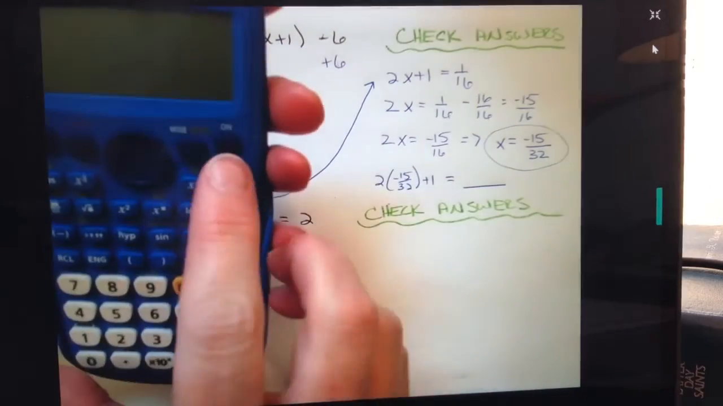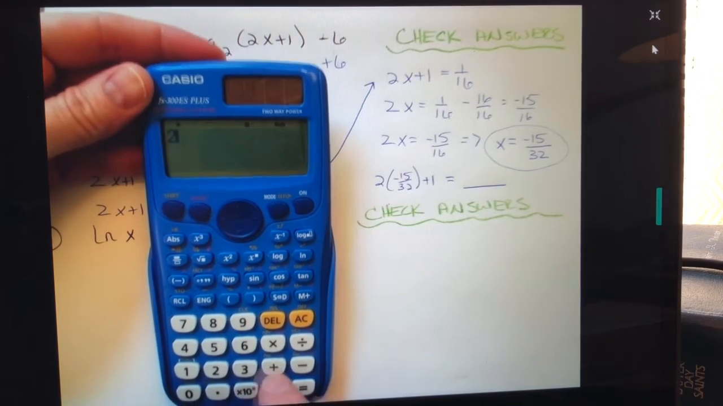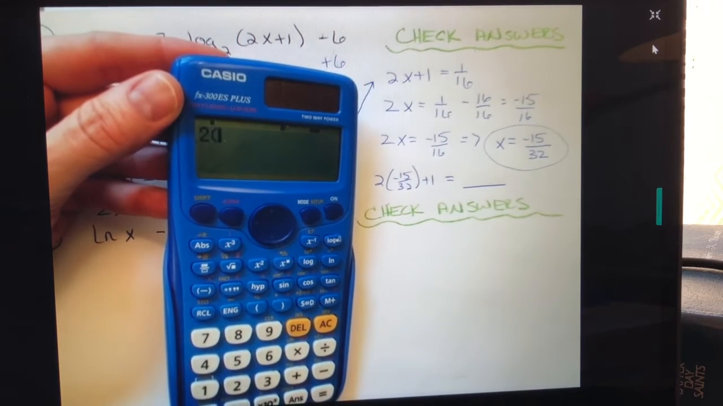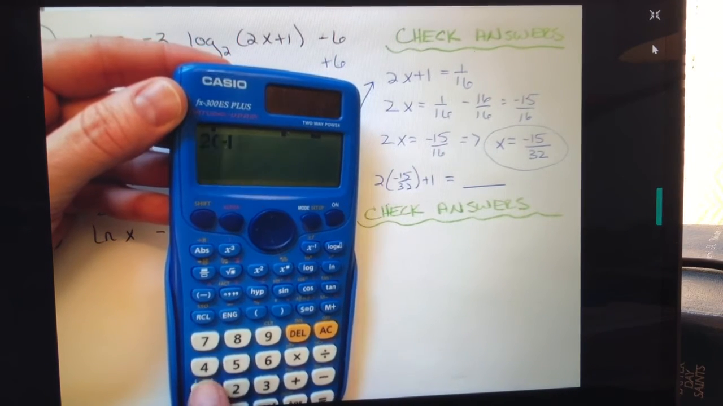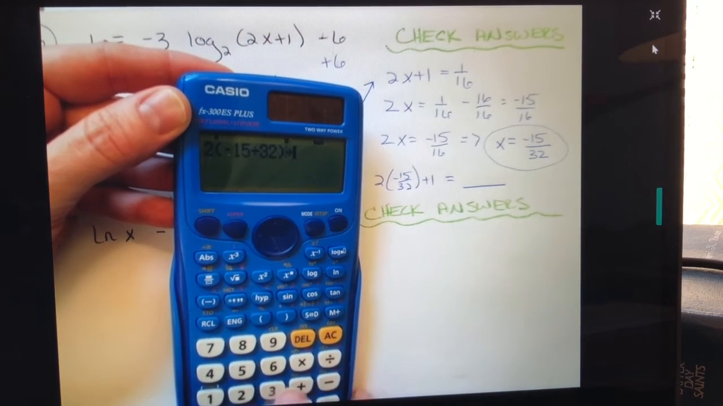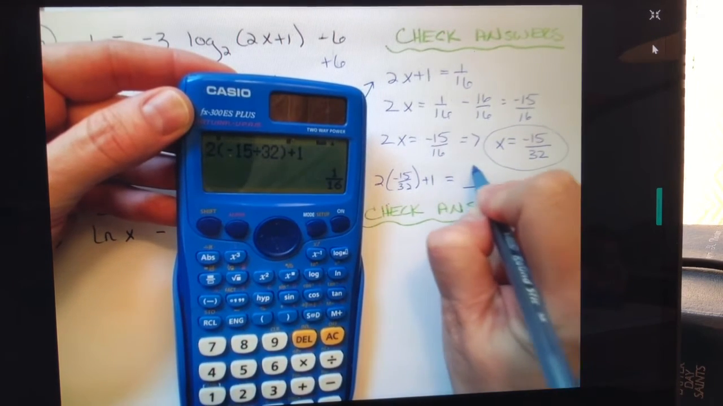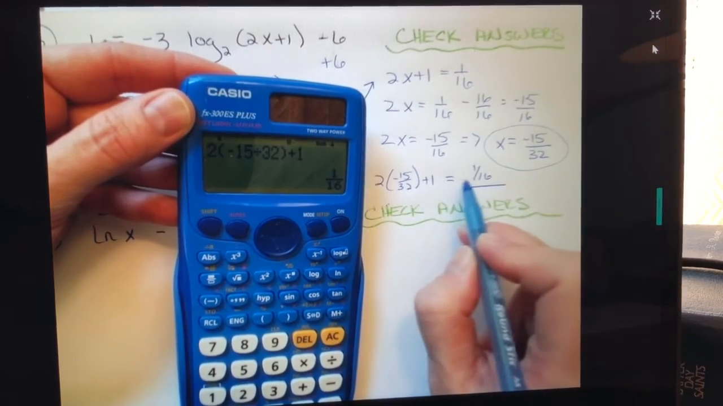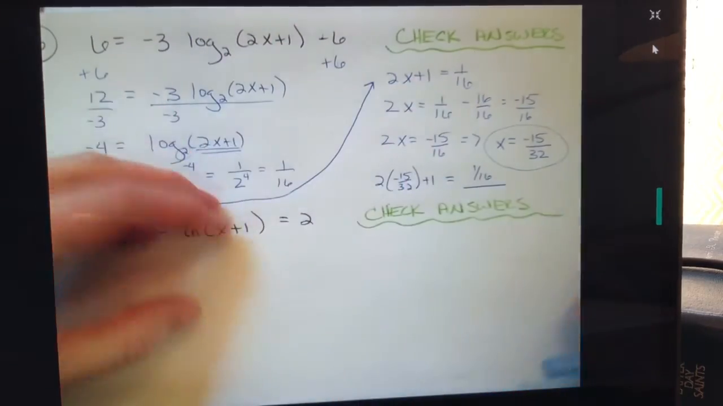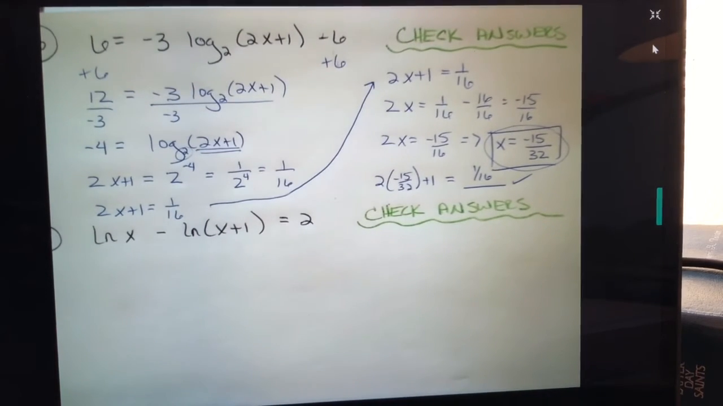Let's go ahead and get the calculator out to try to confirm that. So I have 2 times, I don't know how well you can see that on the screen, 2 times a negative 15 divided by 32, and then I'm going to add 1 to that. And when I do that, I get, it looks like 1/16, which is clearly positive. So that means if I check this answer, I get a positive value here. So it's okay. So I am good, and this is a solution to that log equation.